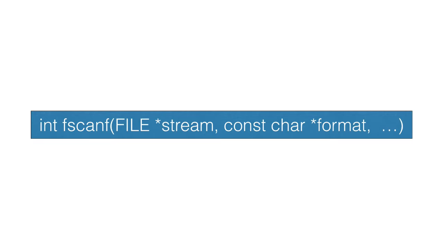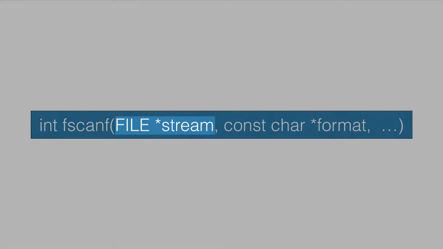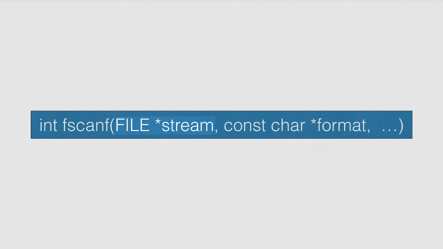Let's move on to another stream reading function, fscanf. Fscanf and scanf, which you've already seen, are very similar. The only difference is that scanf is forced to read from standard input, whereas fscanf can read from any input stream. The prototype of fscanf is very similar to scanf's prototype. Fscanf has a new argument giving the stream from which to read.